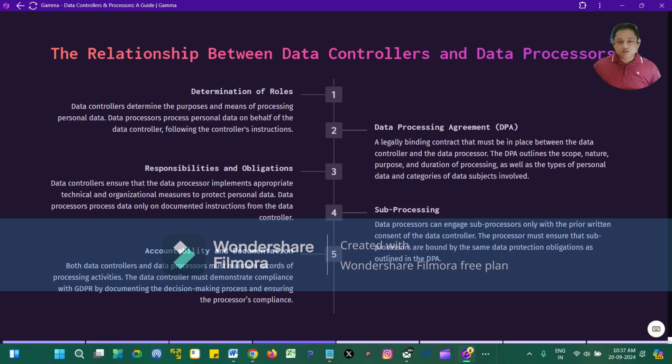Fourth, sub-processing. Data processors can engage sub-processors only with the prior written consent of the data controller. The processor must ensure that sub-processors are bound by the same data protection obligations as outlined in the DPA. Fifth, accountability and documentation. Both data controllers and data processors must maintain records of processing activities. The data controller must demonstrate compliance with the GDPR by documenting the decision-making process and ensuring the processor's compliance.